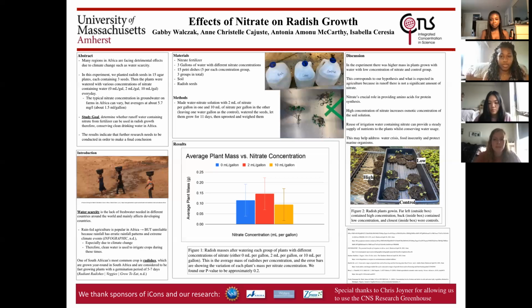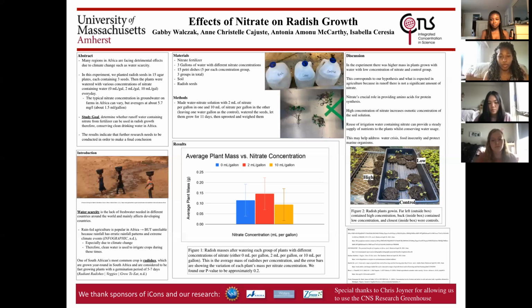In our experiment, we can see that there was a higher plant mass when radishes were grown with the low concentrations of nitrate, as there was a difference in mean, as Gabby was discussing. This corresponds to real world situations in agriculture because in general, there's not a significant amount of nitrate in runoff. Nitrate plays a crucial role in providing amino acids for protein synthesis. But with high concentration of nitrate, we can see an increased osmotic concentration in the soil solution, which can actually hurt the plants.